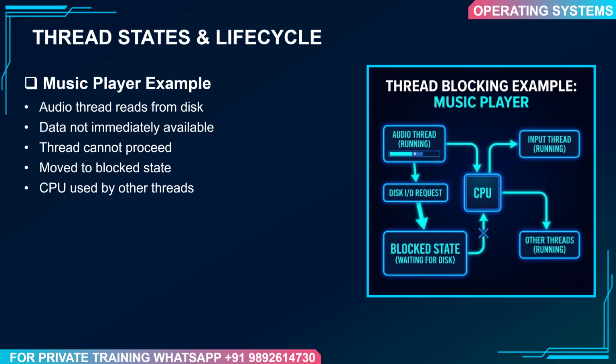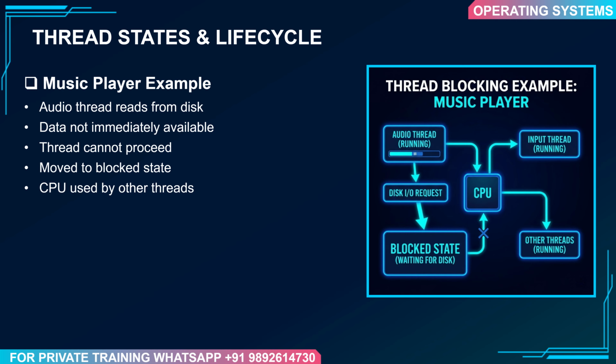Consider a simple example of a music player application. One thread is responsible for playing audio, and another thread handles user input like pause or next song. If the audio thread reaches a point where it needs to read the next chunk of the song from disk and the data is not yet in memory, the thread cannot continue.